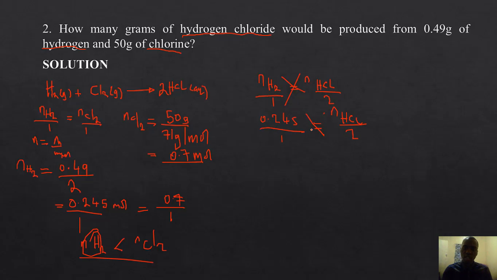So we cross multiply this one. We are going to find the number of moles of HCl here. Number of moles of HCl is equal to 0.245 times 2. This one will give us 0.49. So the answer is 0.49 moles. So we have determined the moles of HCl.